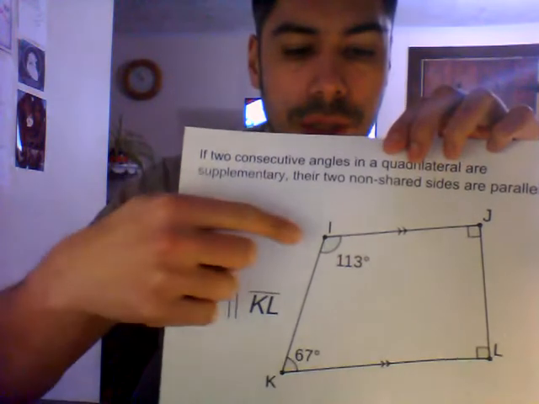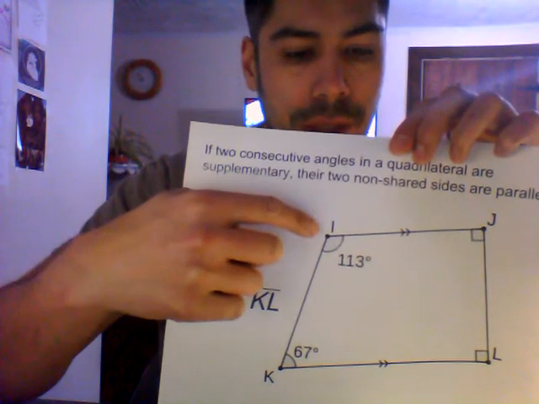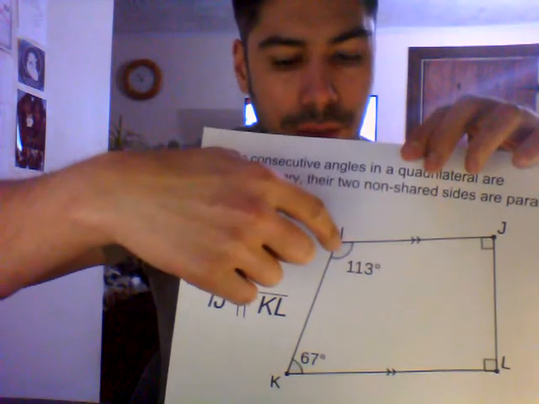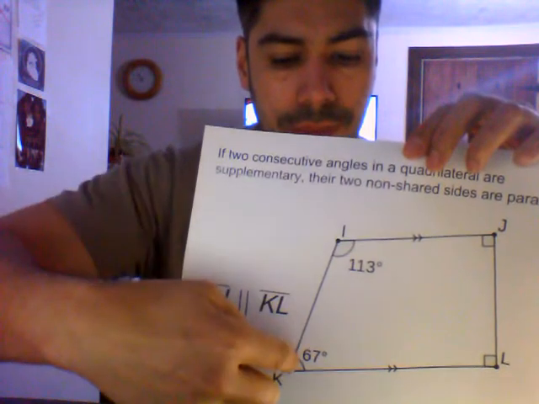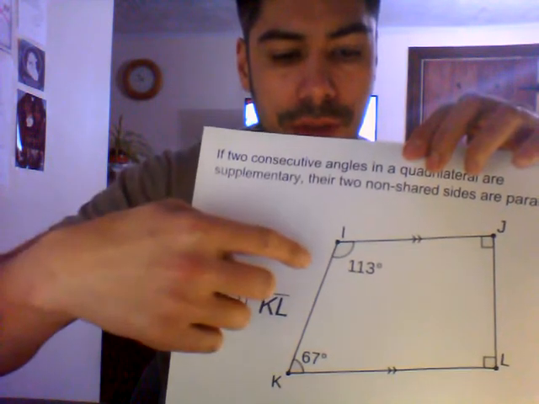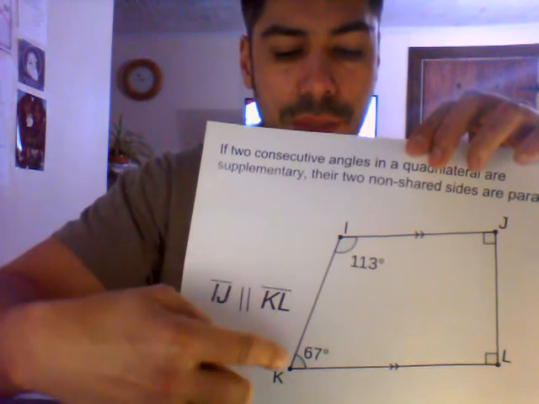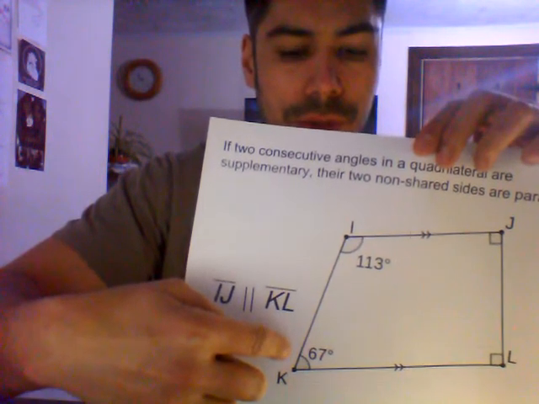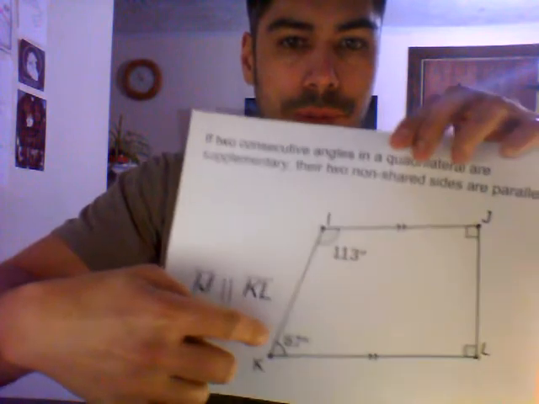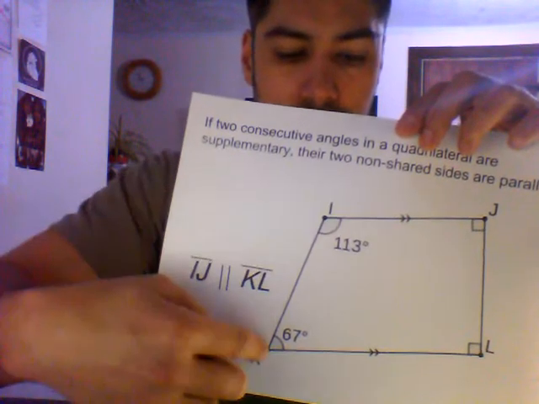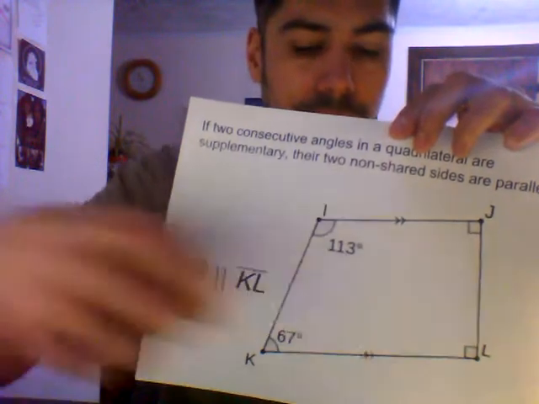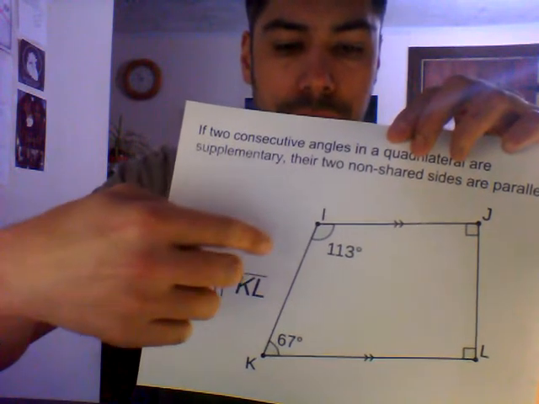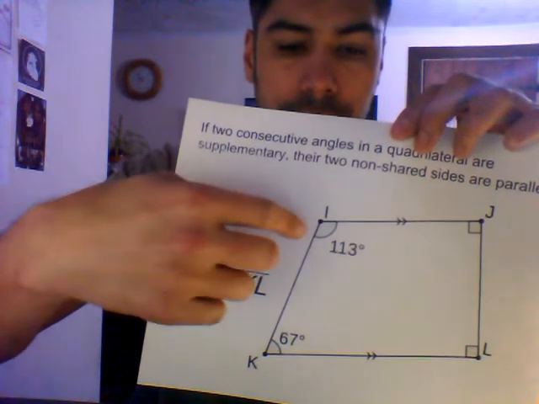So take a look here at angle I. It's made up of side segment JI and segment IK. This angle measures 113 degrees, so it's supplementary with angle K because 113 plus 67 equals 180. So angle K is made up of segment IK and segment KL. So the side that those two angles share is segment IK.